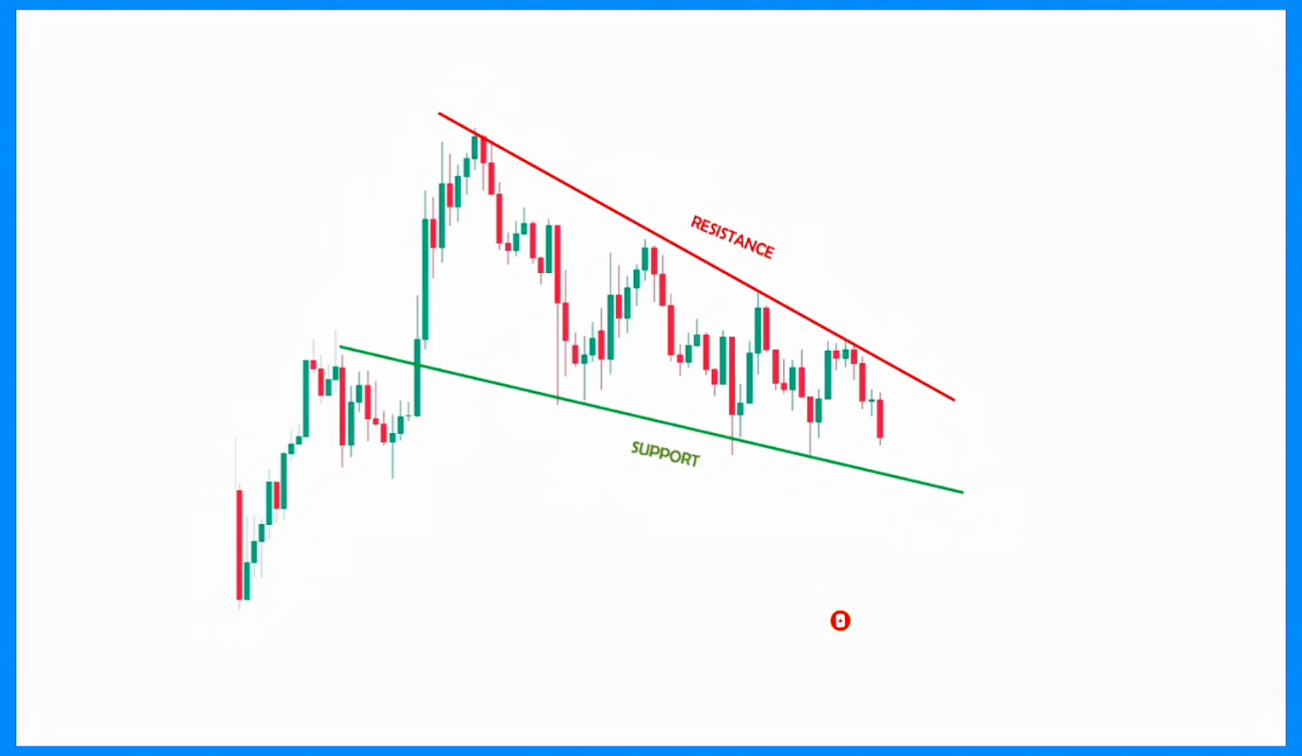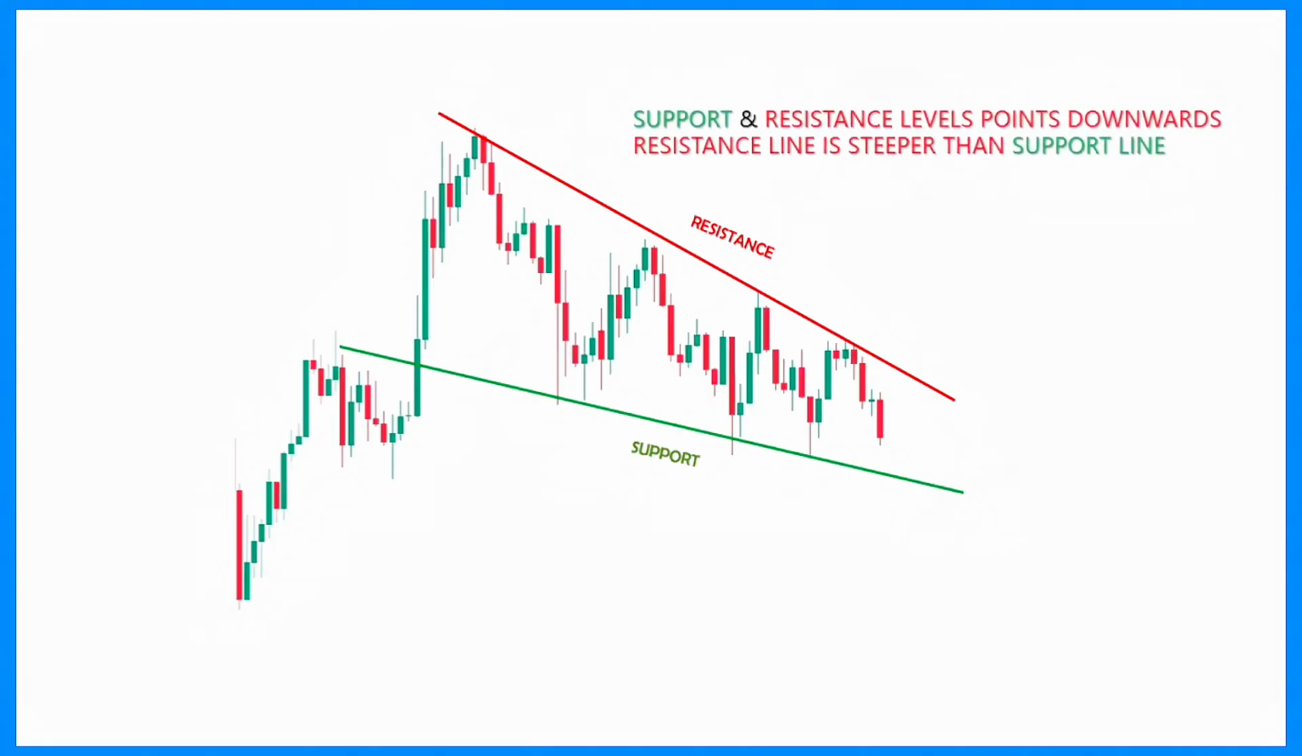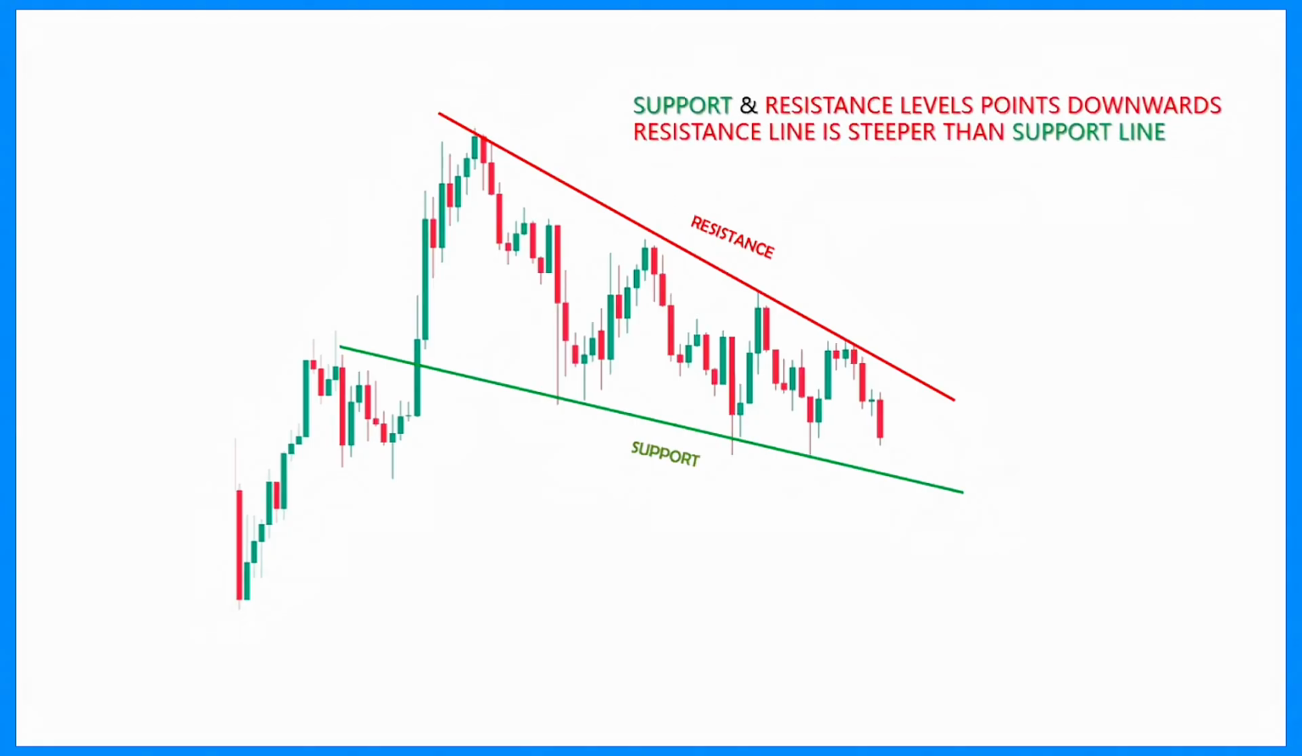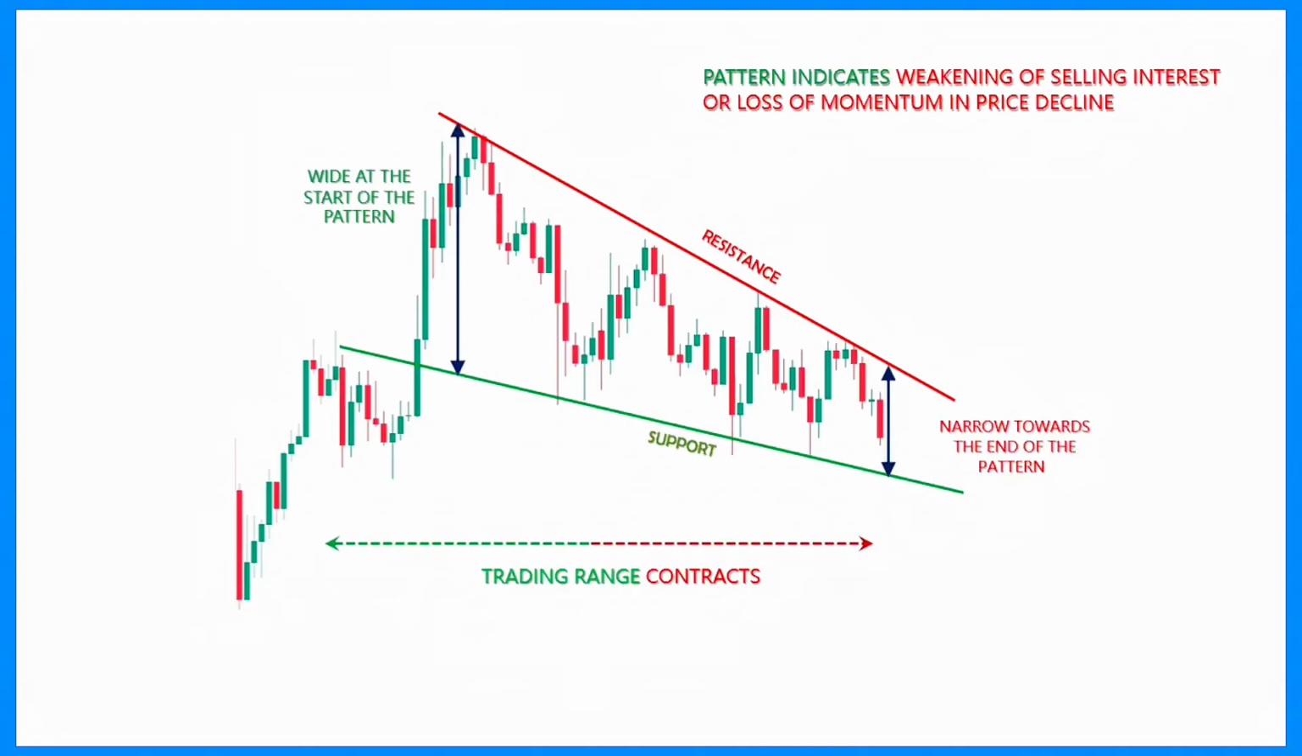The falling wedge is essentially the opposite of the rising wedge. It forms when the market is consolidating inside two downward sloping support and resistance lines. In this pattern, both trend lines slope downward, but the resistance line drops faster than the support line. The structure begins wide at the top and gradually narrows as price moves lower, creating a cone-shaped formation.